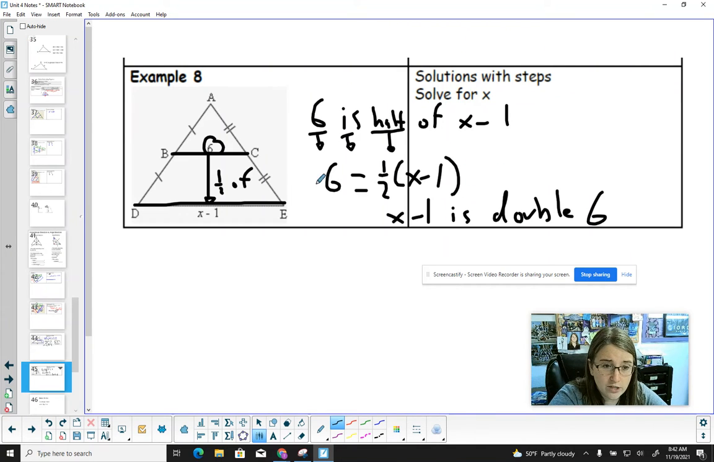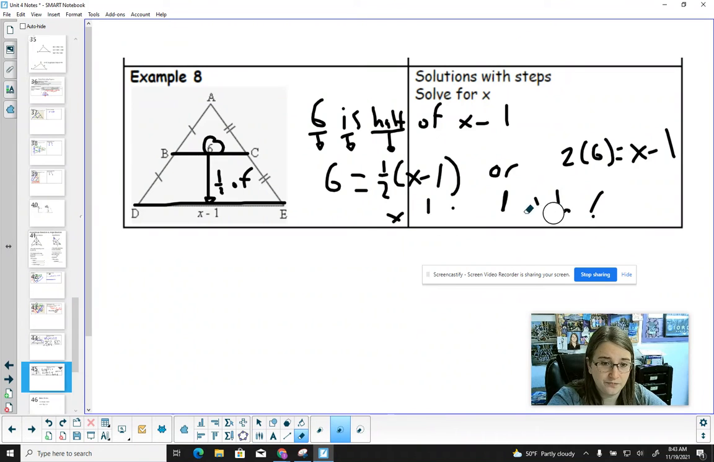So I can write this equation this way, or I can think a little harder and go, okay, I know 6 is the smaller one here, right? So if I were to double 6, I could then set that equal to x minus 1. So I can do this instead. I can say 2 times 6 equals x minus 1. These are the same equations. You would actually get the same answers.